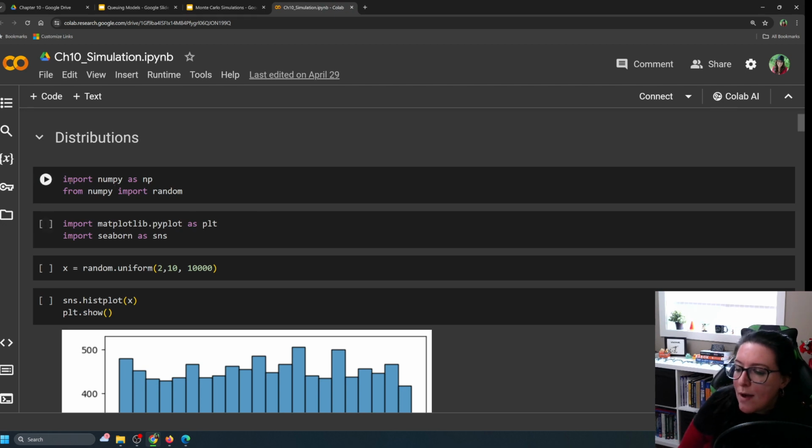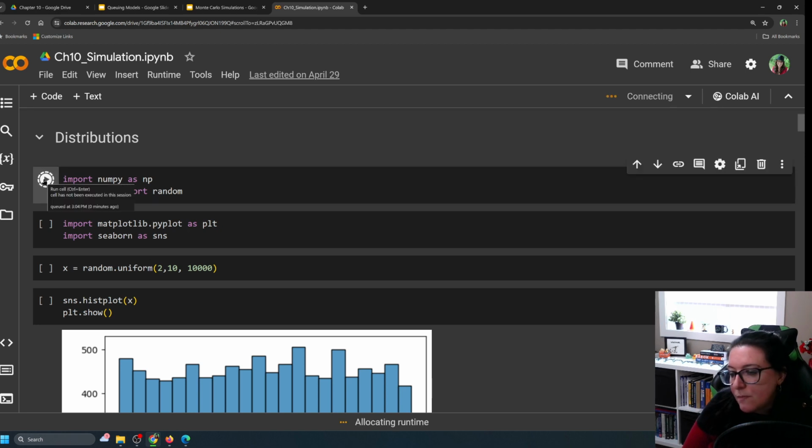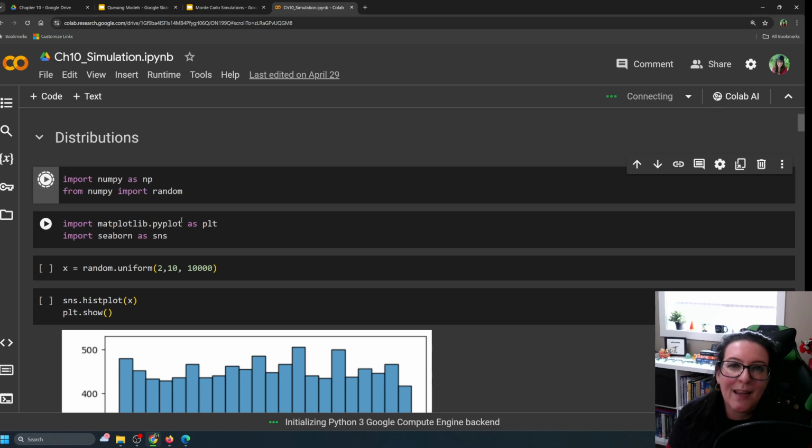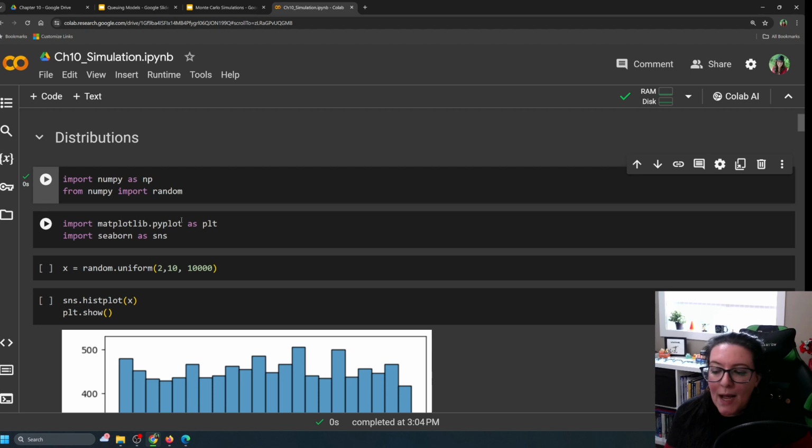So we're going to import numpy as NP, and from numpy import random. This allows us to do our random generation. And then because here we're going to graph these distribution functions so we can get used to what they look like, we're going to import matplotlib.pyplot as PLT, and we're going to import seaborn as SNS. Okay, so let's do that.